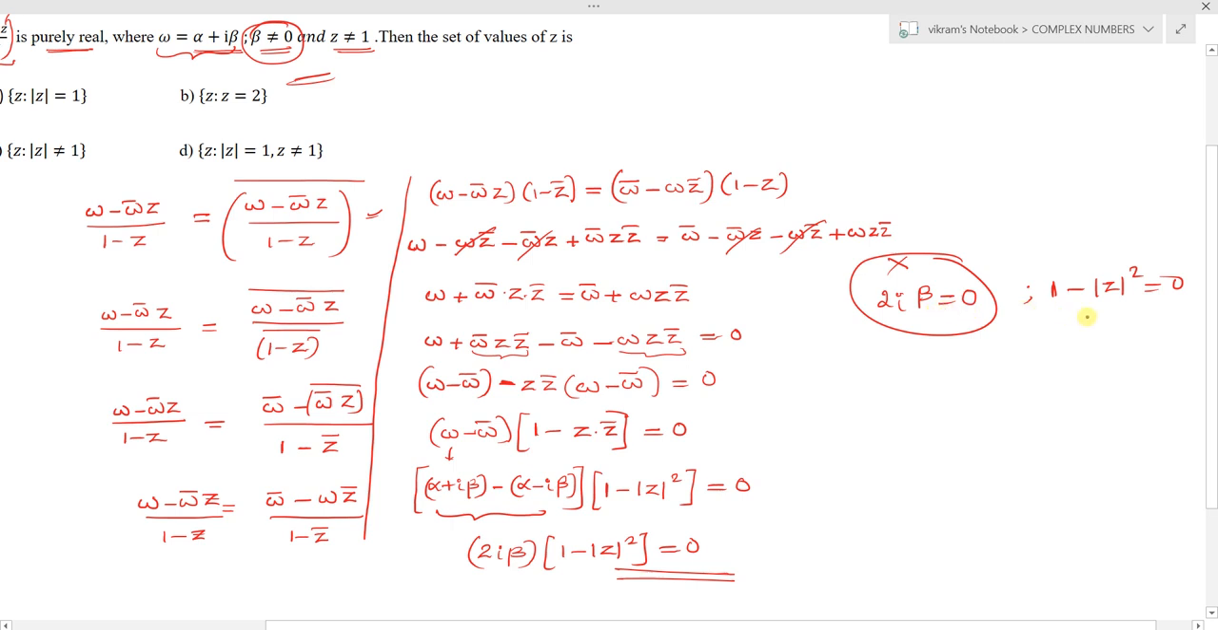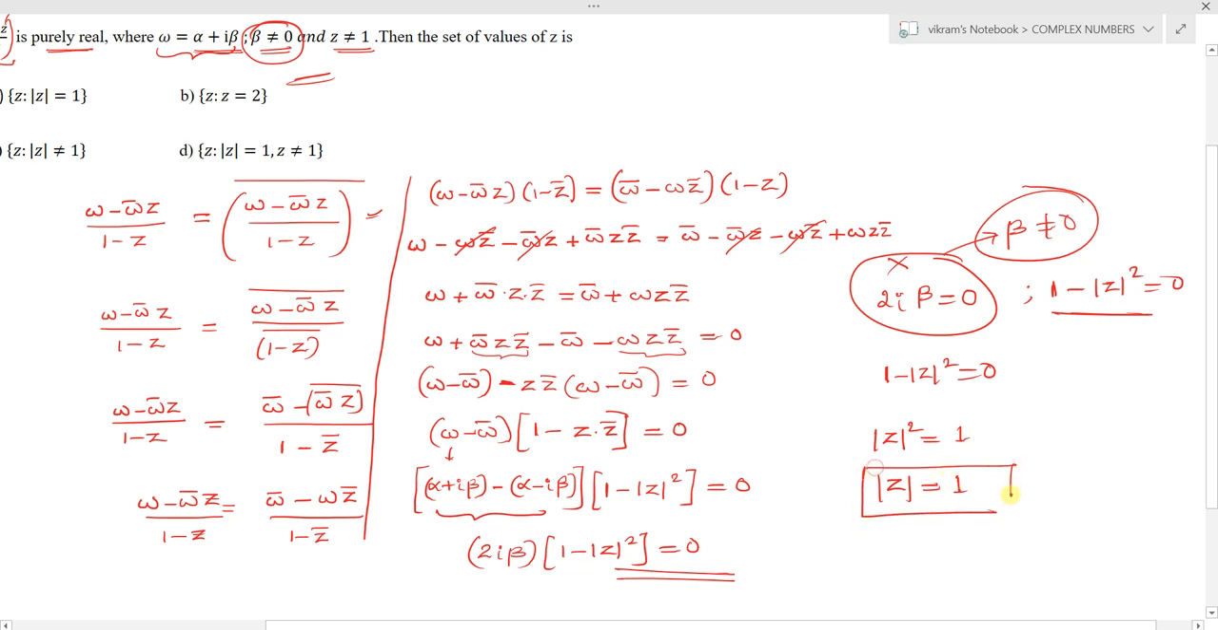So obviously the condition we obtain is 1 minus mod Z whole square equals 0, given that beta not equal to 0 in the question. Just observe here, every point in the question is very important to us, so we are using every condition he has given. So now 1 minus mod Z whole square equals 0 means mod Z whole square equals 1, and we can write it as mod Z equals 1. Finally we obtained mod Z equals 1 as the solution.